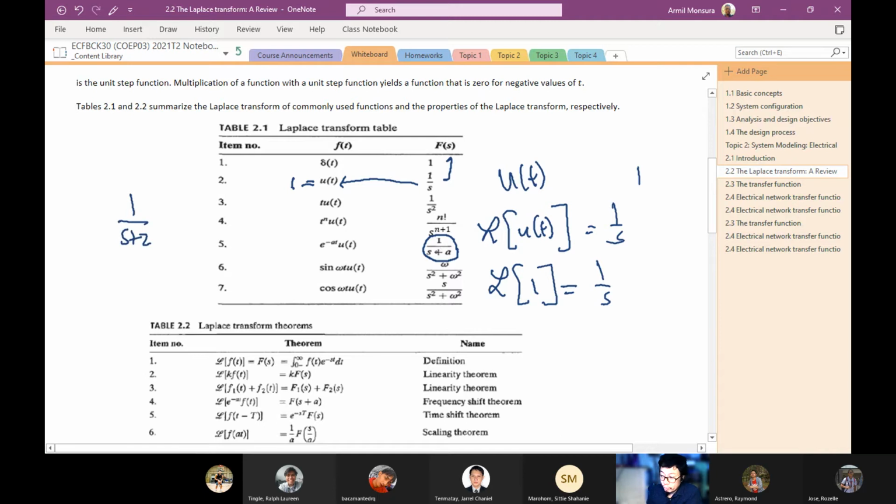So in this case, kung ikukumpara ko ito at saka ito, yung nandito sa table at saka yung given sa akin, I can say that A equals 2. Pareho naman sila ng form, di ba?